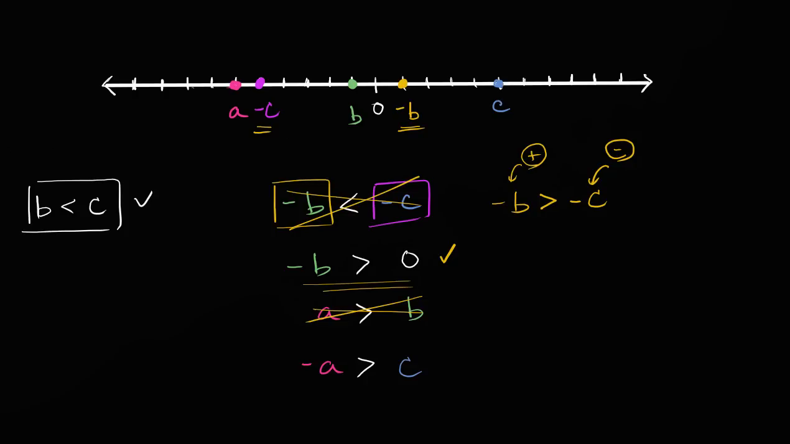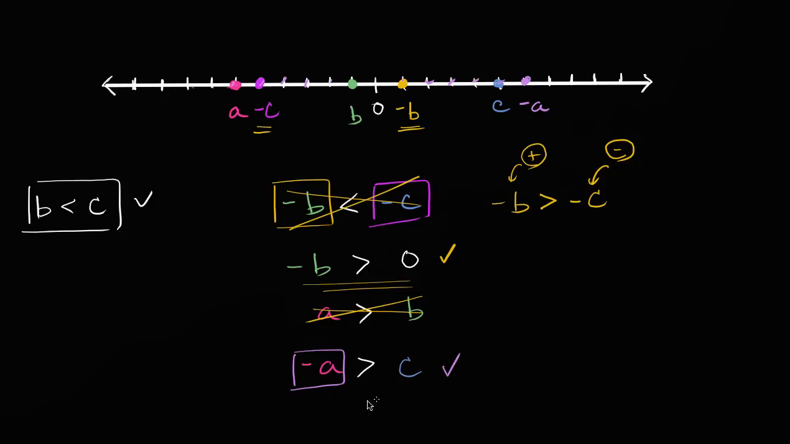Well, let's draw that. Let me do this in a color that I haven't used yet. Negative a, where would that be? Well, a is 1, 2, 3, 4, 5, 6 hash marks to the left of 0. And so negative a is going to be 6 hash marks to the right of 0. So let's count that. 1, 2, 3, 4, 5, 6. So negative a is going to be right over there. And notice, negative a is to the right of c. So negative a is greater than c.